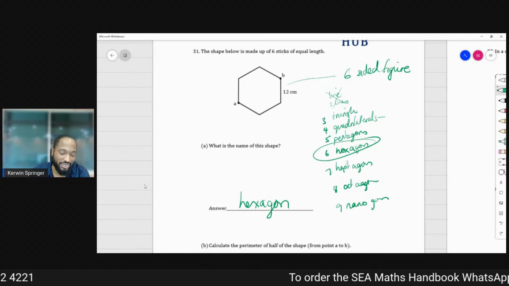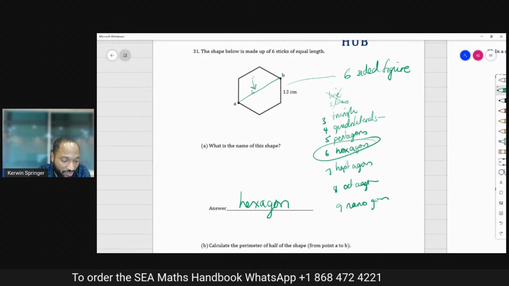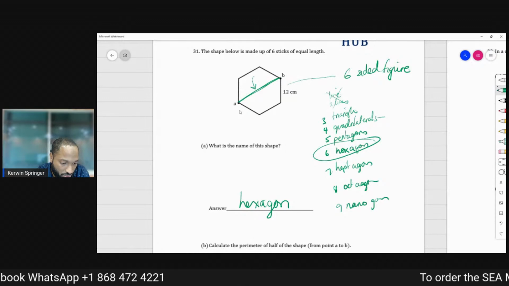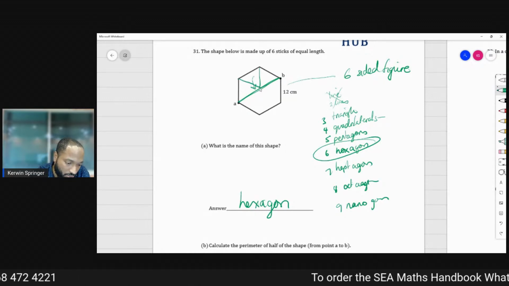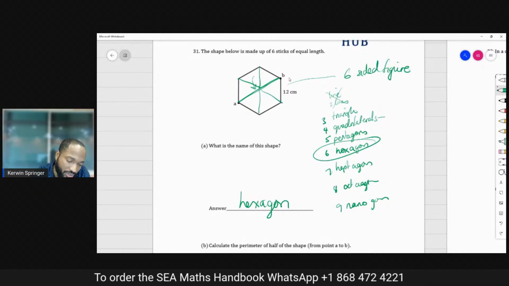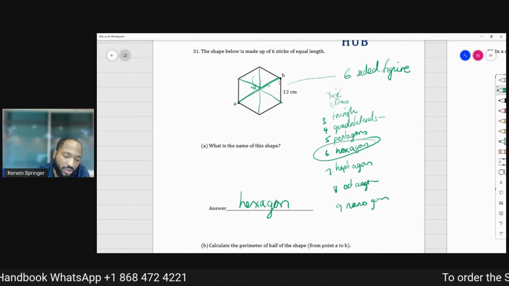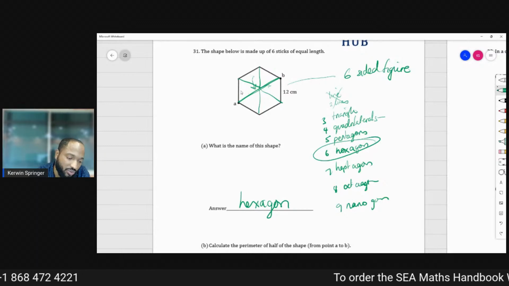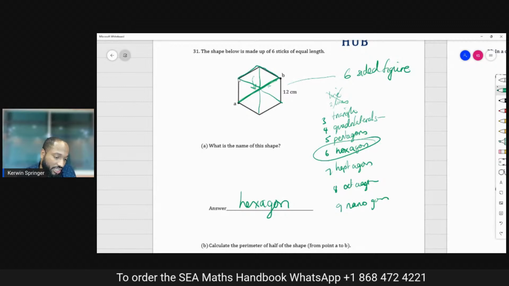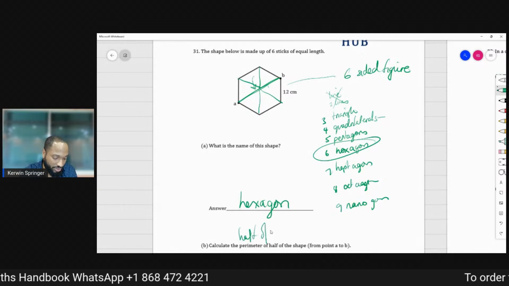All right, so it's a little tricky, because if it didn't say from point A to B, that would be problematic. You'd have to find the length of this line, which you do not know how to do. The length of this line in a regular hexagon would actually be 12 as well. So I think they want you to find the perimeter and divide it by 2 and ignore this line.